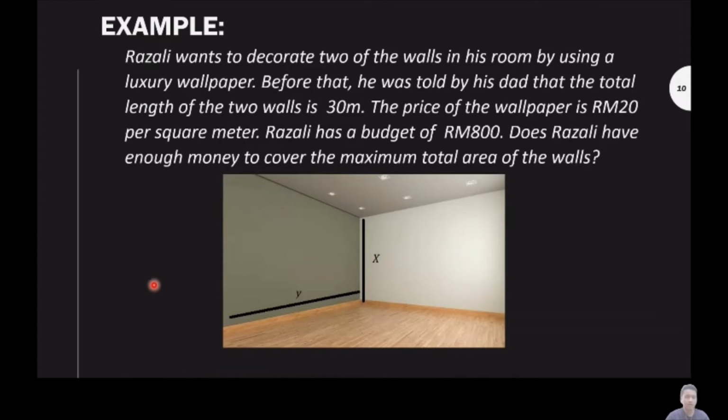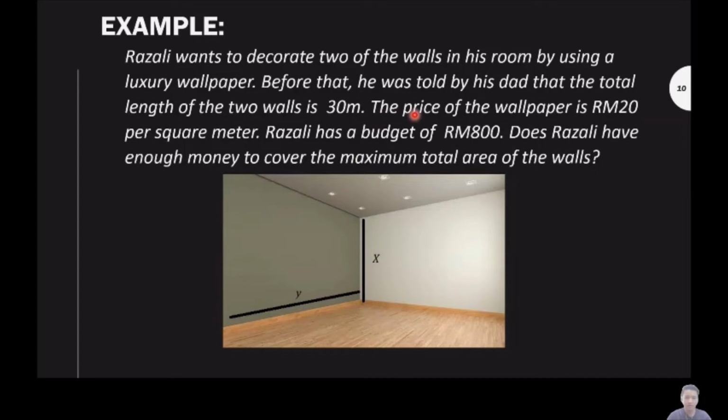So this is an example for the question regarding applied maximum and minimum problems, which is, let me read the question. Razali wants to decorate 2 of the walls in his room by using a luxury wallpaper. Before that, he was told by his dad that the total length of the 2 walls is 30 meters, which means the total length by this part and this part, which is represented by X and Y.